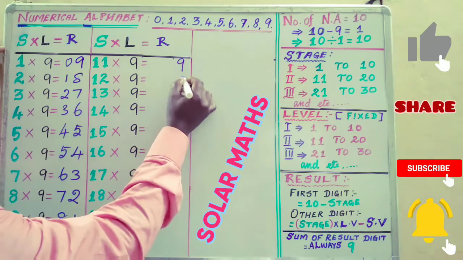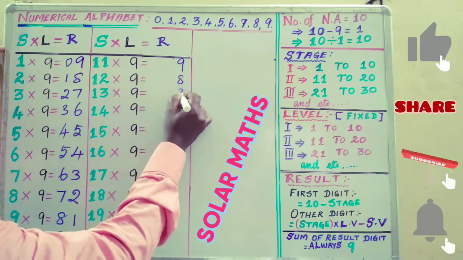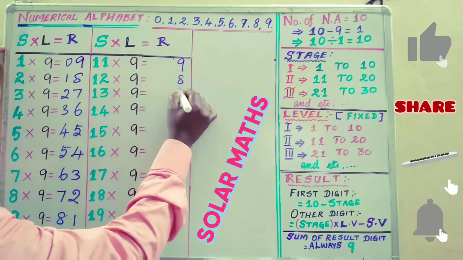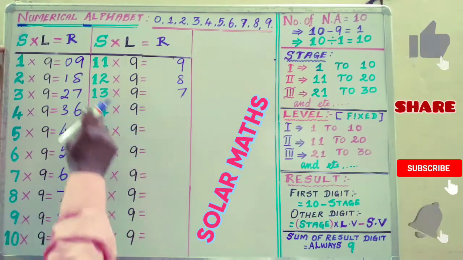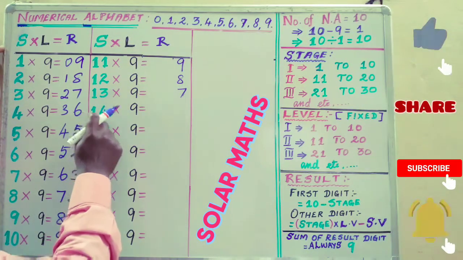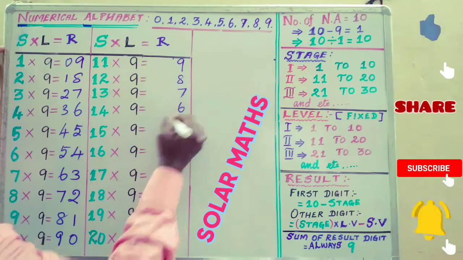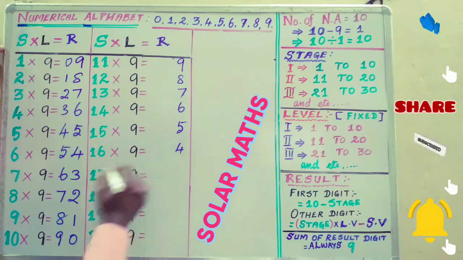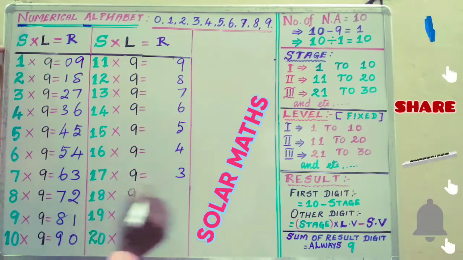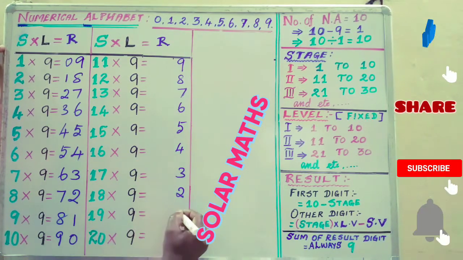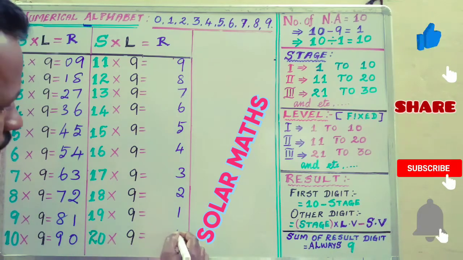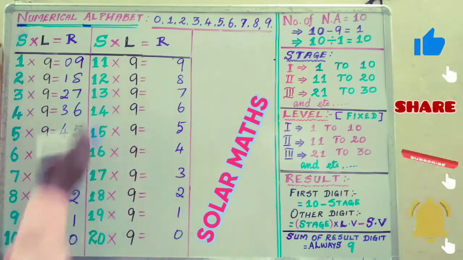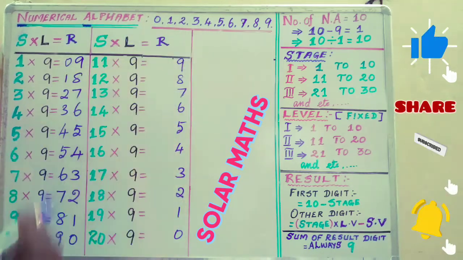Here 2, here also 8. Here 3, sorry, 4... here 3, 7, because 10 minus 3 is equal to 7. Here 4, so 10 minus 4 is 6. Here 5, 5. Here 6, 4, 7, 3, 8, 2, 9, 1, 0, 0. These are the 10 minus stage values of the first digit.